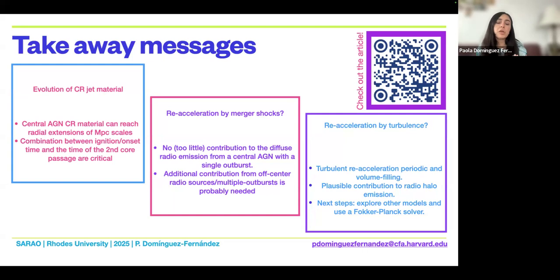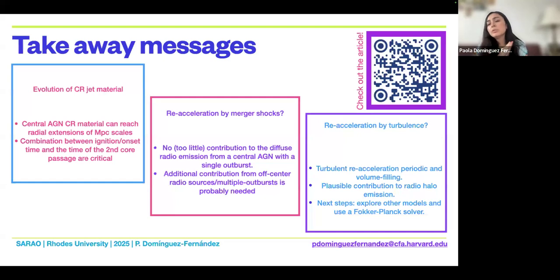In terms of shocks, I showed you that the mean Mach numbers that we are getting are really low. So we didn't conclude that there was going to be a significant contribution in this channel. One thing that we want to do next is to take a look at off-center outbursts, and multiple outbursts could also change this picture.